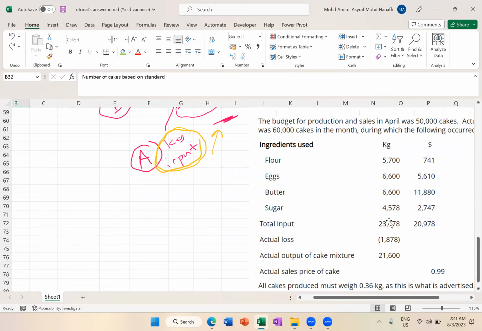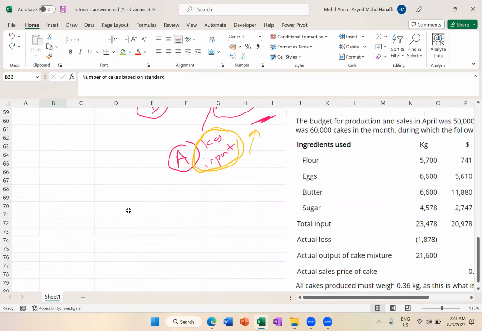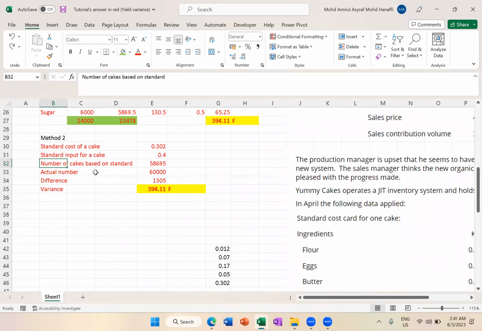23,478 kg is the actual input. According to standard, when we use 23,478, the standard says how many we should make. I've calculated it, I'll show you again later. I should have produced only 58,000. Using the same input, I thought I would produce only 58,000, but I actually produced more, 60,000.